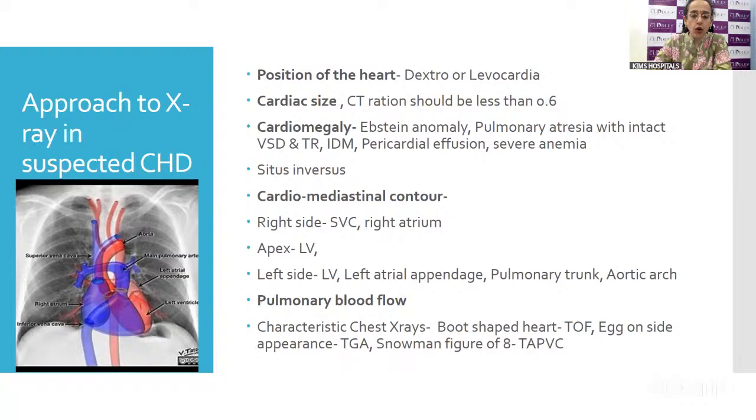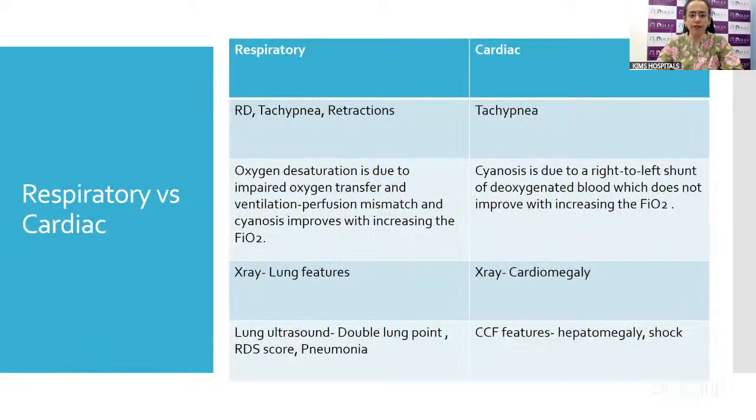And we can also comment about the pulmonary blood flow, whether there is any pulmonary congestion or oligemia on the X-ray. Some of the characteristic chest X-rays in suspected heart disease: boot-shaped heart is seen in tetralogy of Fallot, egg-on-side appearance is seen in TGA, and snowman figure of 8 is seen in TAPVC. So these are some of the common X-ray findings.